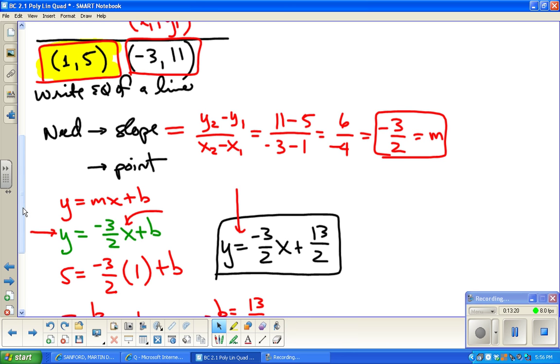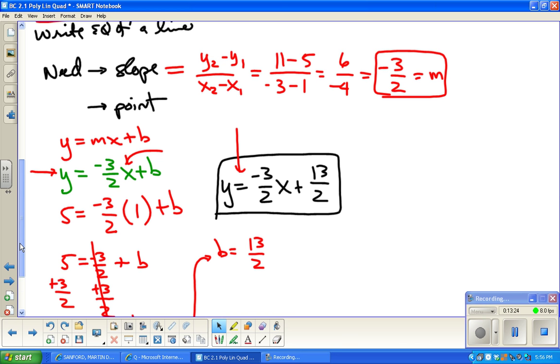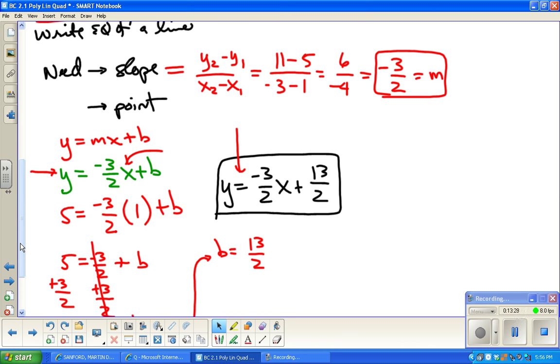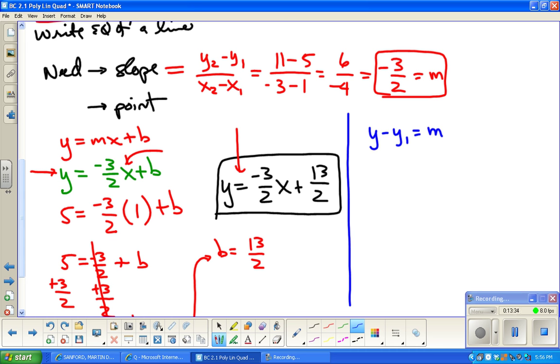Okay, and that's good. Now, if we were going to use point slope form, the one that I said that I was kind of partial to, okay, now I still need the slope. Okay, well, here's the slope right there.